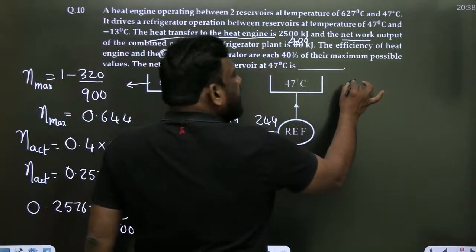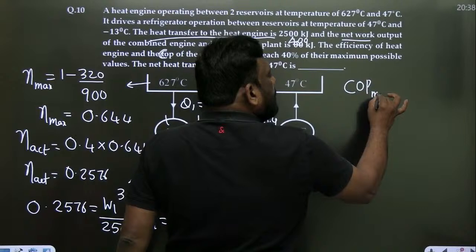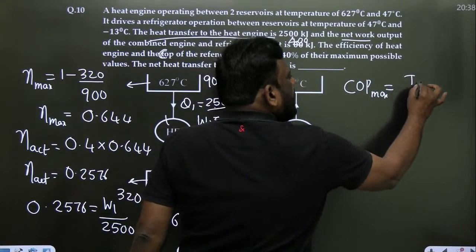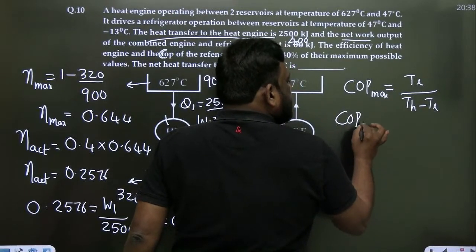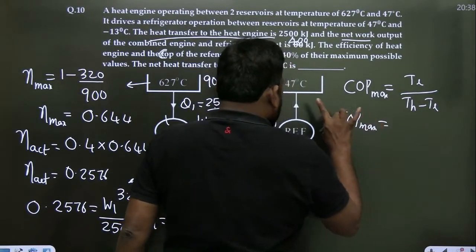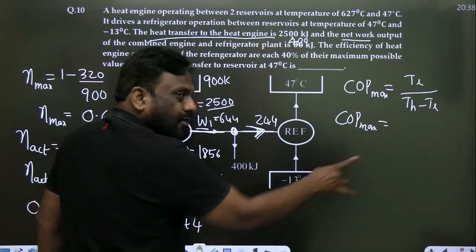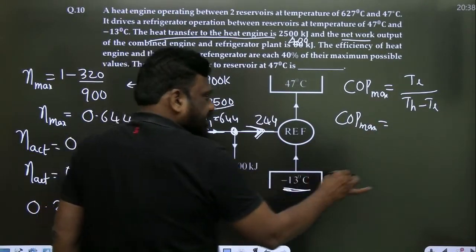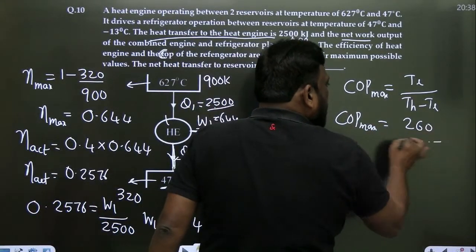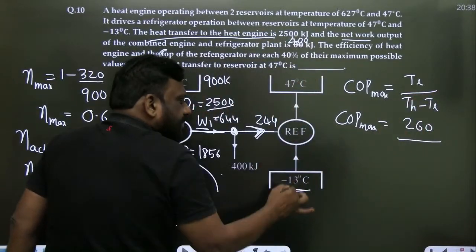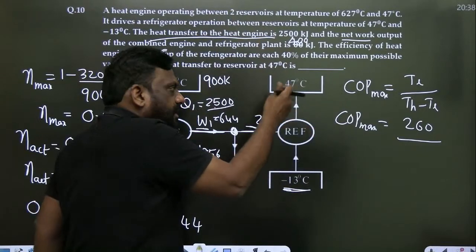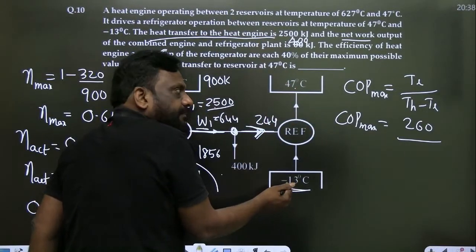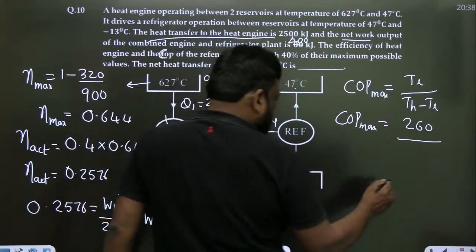Okay. Let us calculate the maximum COP of the refrigerator. It is lower temperature by higher minus lower. So let's calculate the maximum COP. Okay sir. What is the lower temperature? Minus 13. Don't put minus 13. 273 minus 13 is 260 by temperature difference. Whenever it is temperature difference, no need to convert into Kelvin. Temperature difference, degree centigrade or Kelvin. 47 minus of minus 13. How much will it be, sir? I think it is 60.